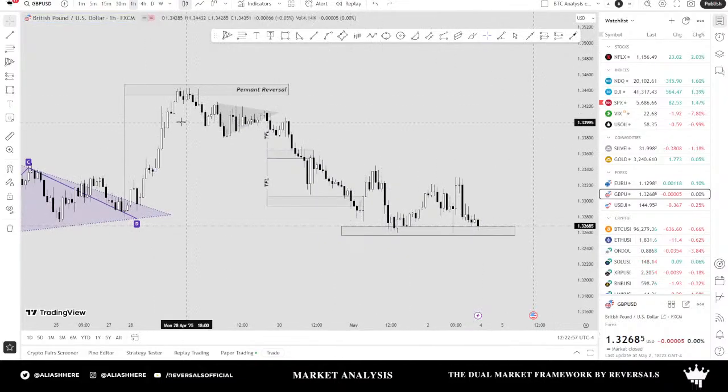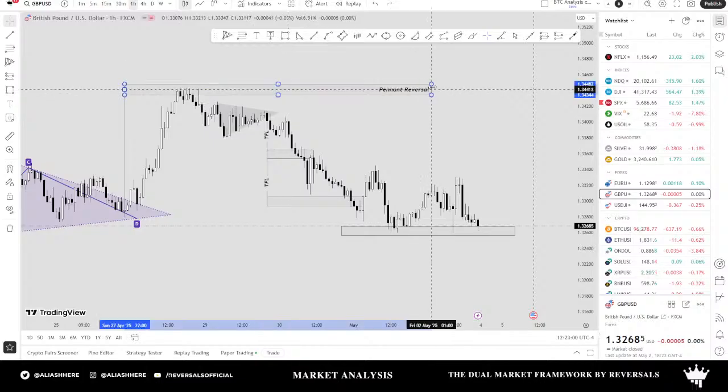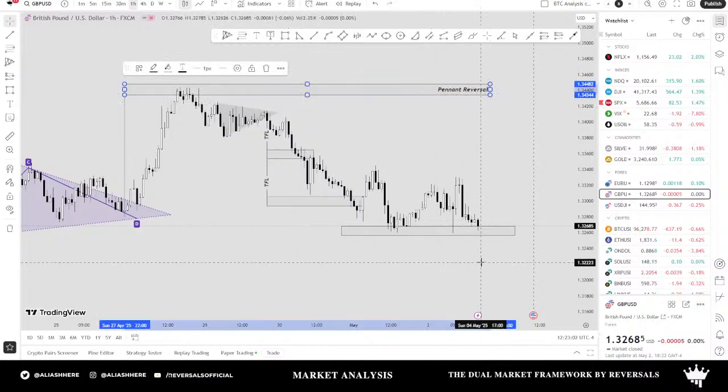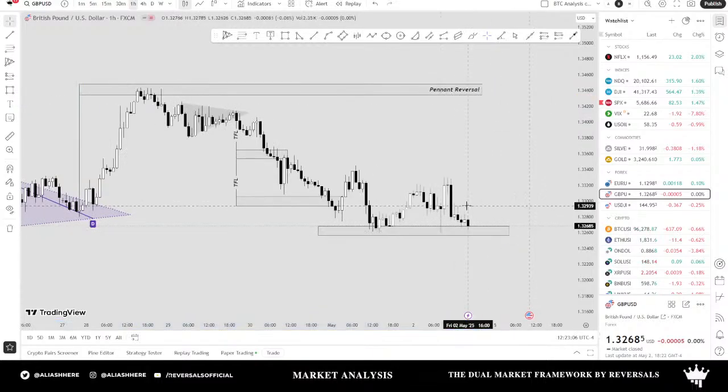Actually, if you take this as the resistance and this as the support, you see these two hammers. These are what's doing the job here. They have been given the role of king and queen. This is the king, this is the queen. King says we have to go down. Queen says no. But actually king is winning here, and it's getting cancelled.